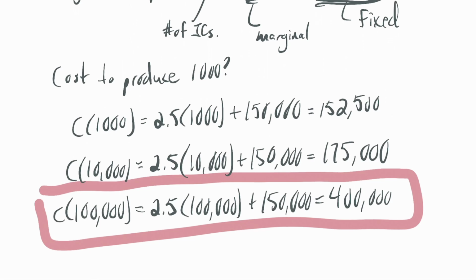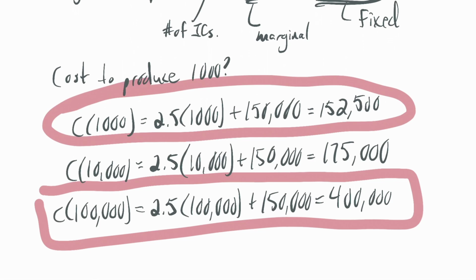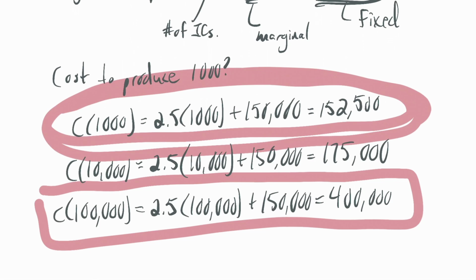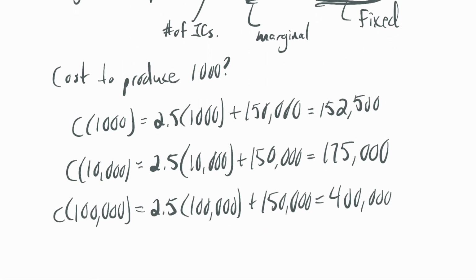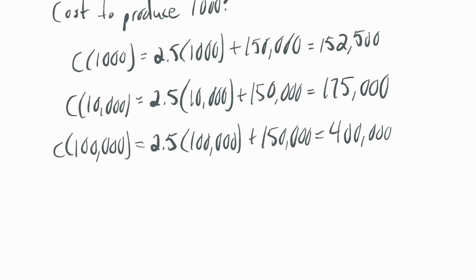Basically, with 1,000, I'm not spreading out my fixed costs very much. So I'm going to have to price things really high to make up for it. I'm only selling 1,000 of these things, right? Let's look at what would be the average cost to make 1,000 of them.